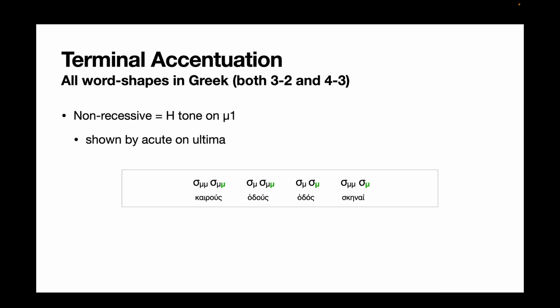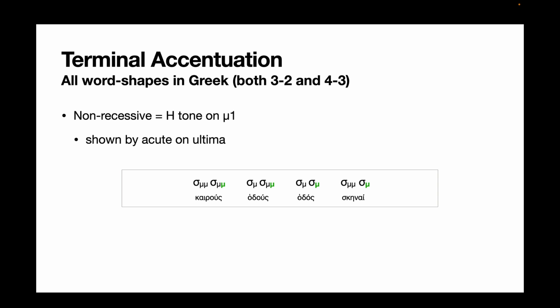All word shapes in Greek also have the ability, and this is both 3-2 and 4-3, to have non-recessive, fully non-recessive accentuation. All this means is that we pin a high tone onto the very last mora of the word, mora 1. And this always shows up as an acute on the ultima. So if you want to, you can think of them as 3-2-1 shapes or 4-3-1 shapes, but 1 is always a possibility. And I've given you some examples for each of the 4 shapes there.